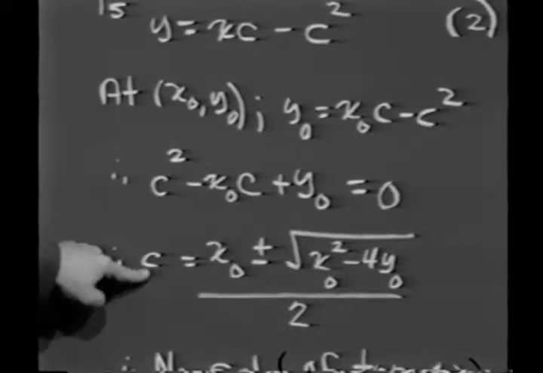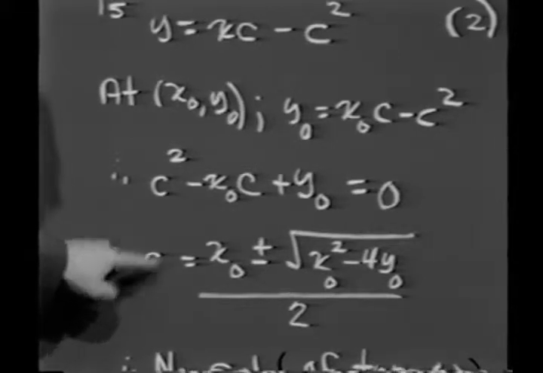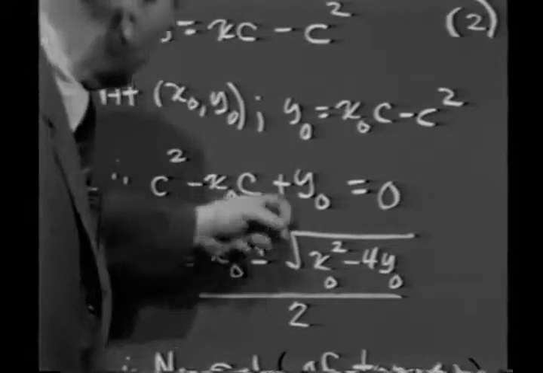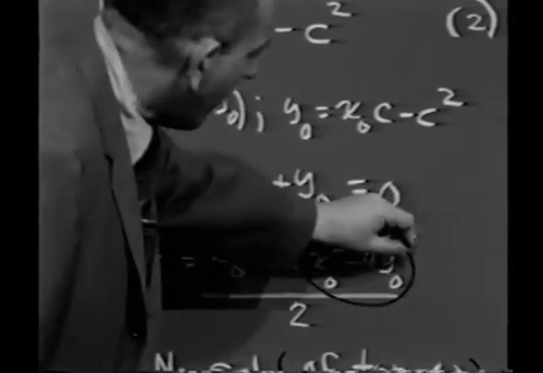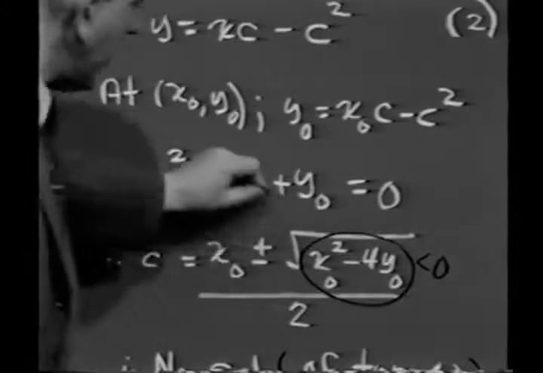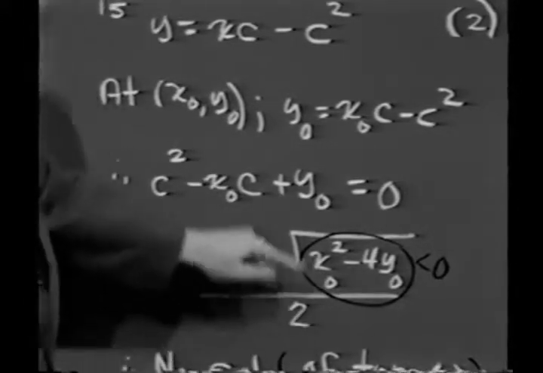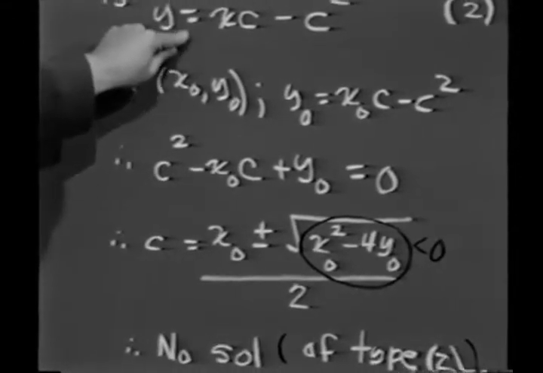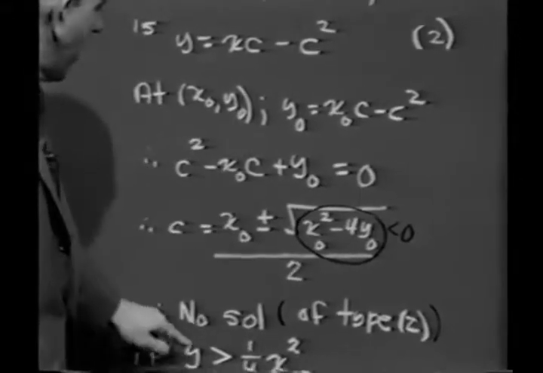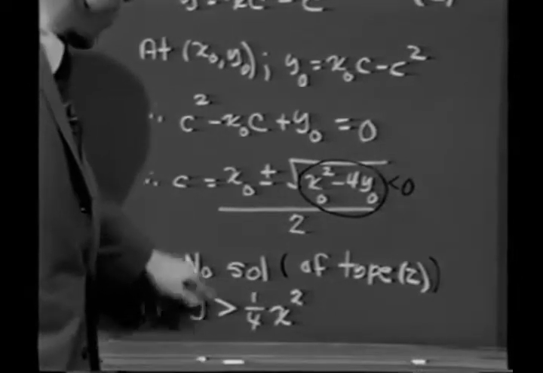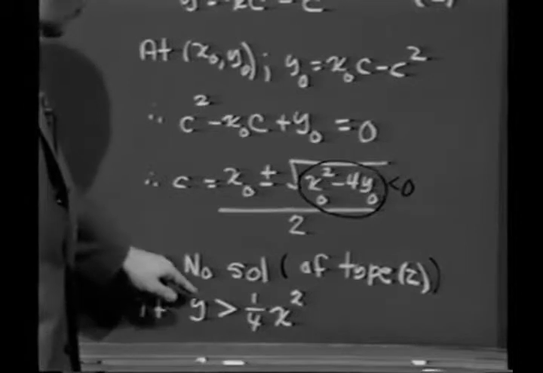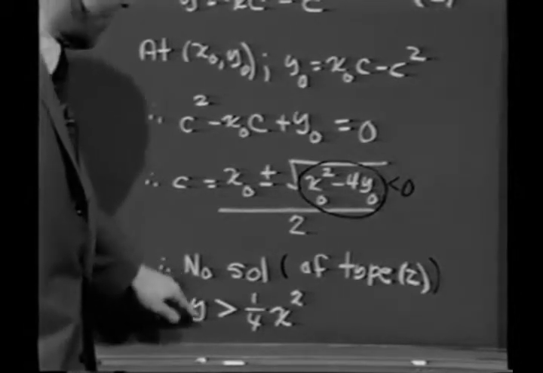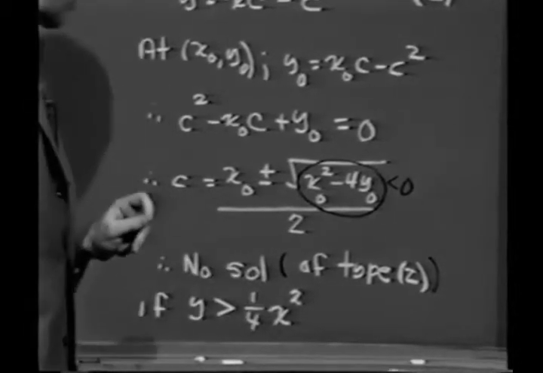Remembering that we're dealing with real variables, I now know that I'm in trouble if this thing here happens to be negative. In other words, if this is negative, I have an imaginary number when I take the square root. In other words, there will be no solution, at least of this particular type. There'll be no solution to this equation if y0 is greater than 1/4 x0 squared. And that means there will be no solution if you're above the parabola y equals 1/4 x squared.